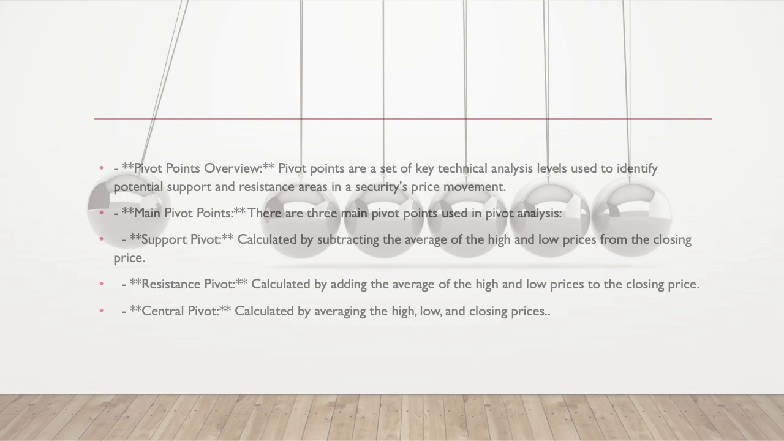Support pivot, calculated by subtracting the average of the high and the low prices from the closing price. Resistance pivot, calculated by adding the average of the high and the low prices to the closing price. Central pivot, calculated by averaging the high, low, and closing prices.